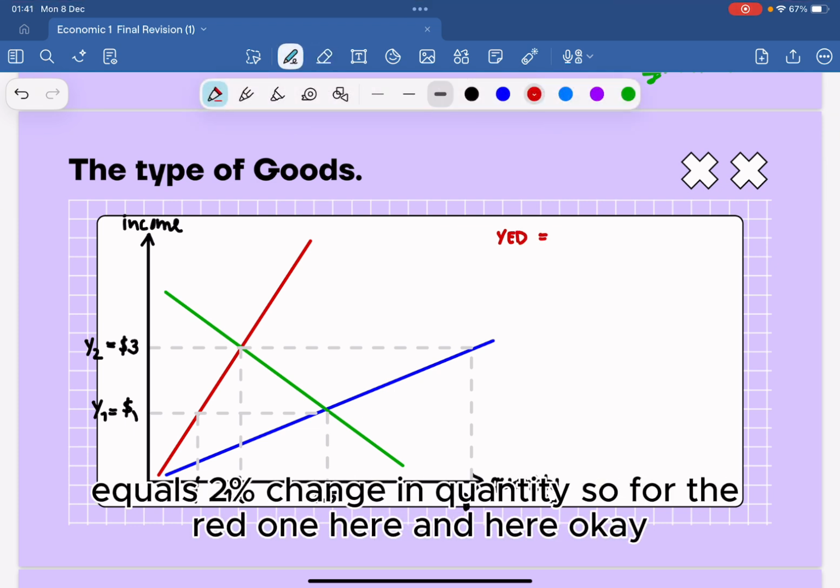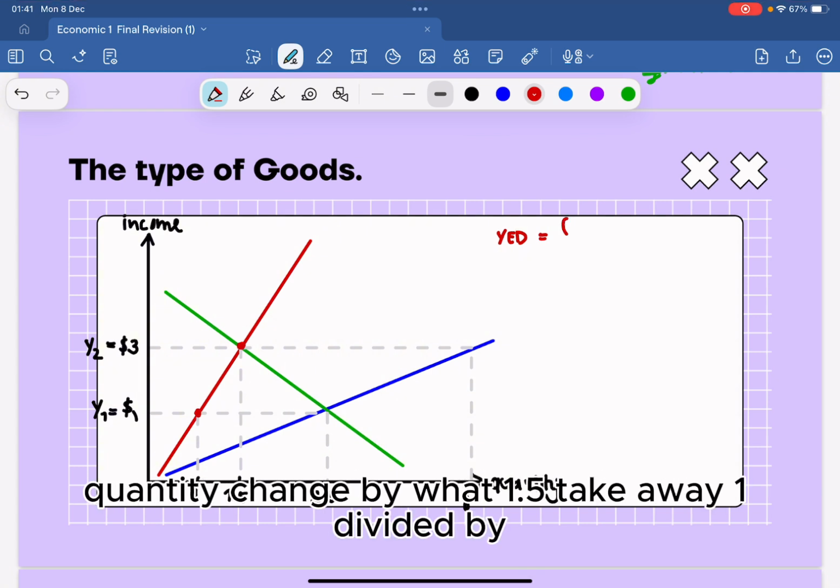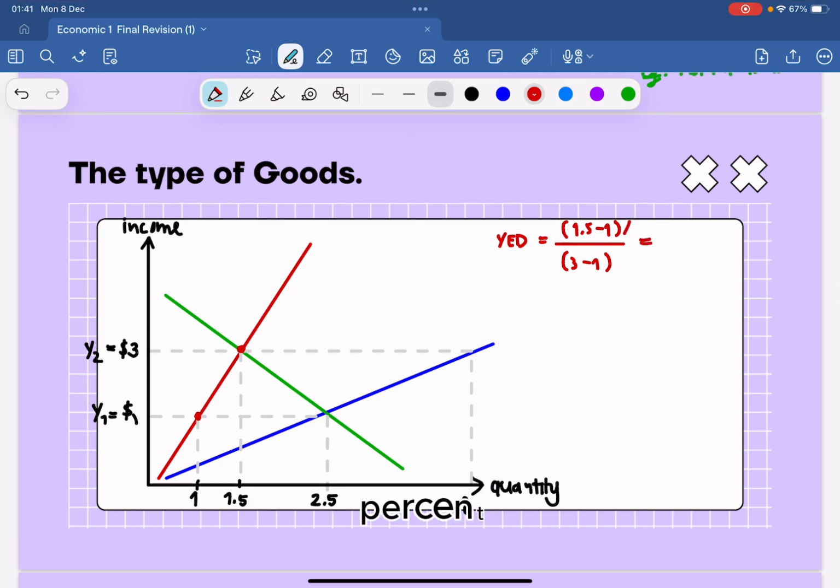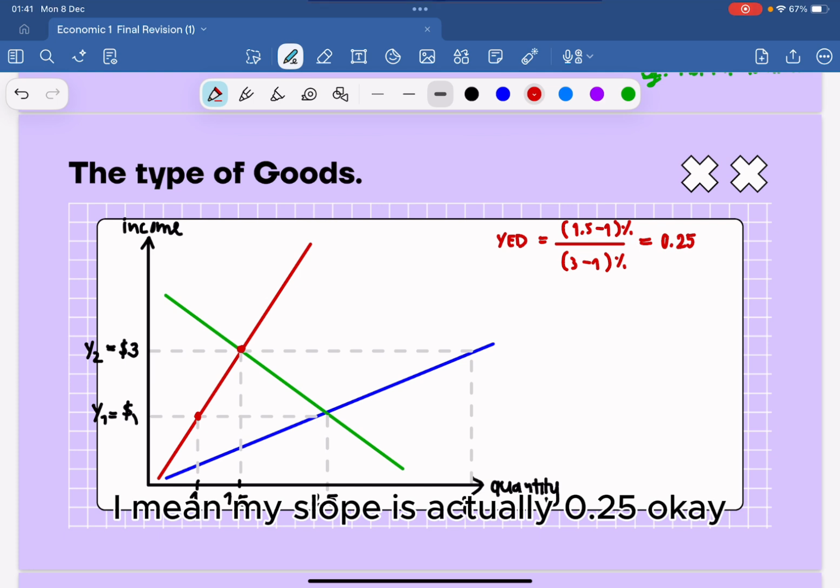Equals percent change in quantity. So for the red one, here and here, quantity changed by what? 1.5 take away 1, divided by, what do you think it is? 3 take away 1, right? What do you get? Percent. Okay, you get 0.25. I mean, my slope is actually 0.25.